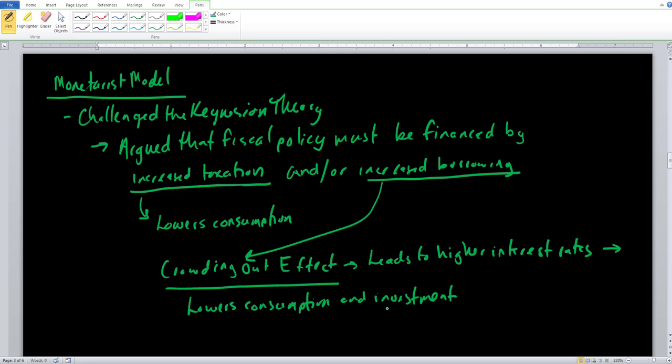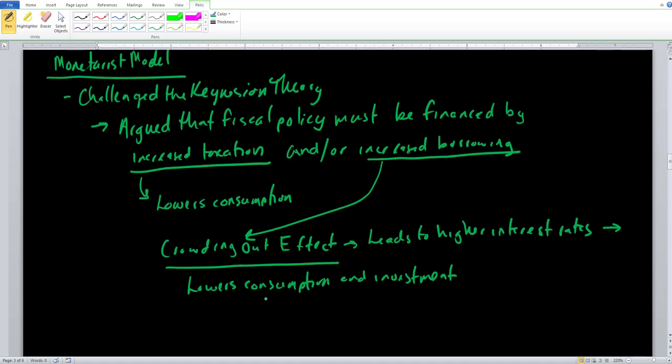So there's a twofold effect of exactly why monetarists believe that fiscal policy is rather ineffective during times of downturn. We have increased taxation, which lowers consumption for you and I, and we have increased borrowing in order to finance the deficits, which leads to the crowding out effect, which increases interest rates, which is just the exact opposite of what we want during an economic downturn. And as interest rates get pushed higher, it lowers consumption and investment.